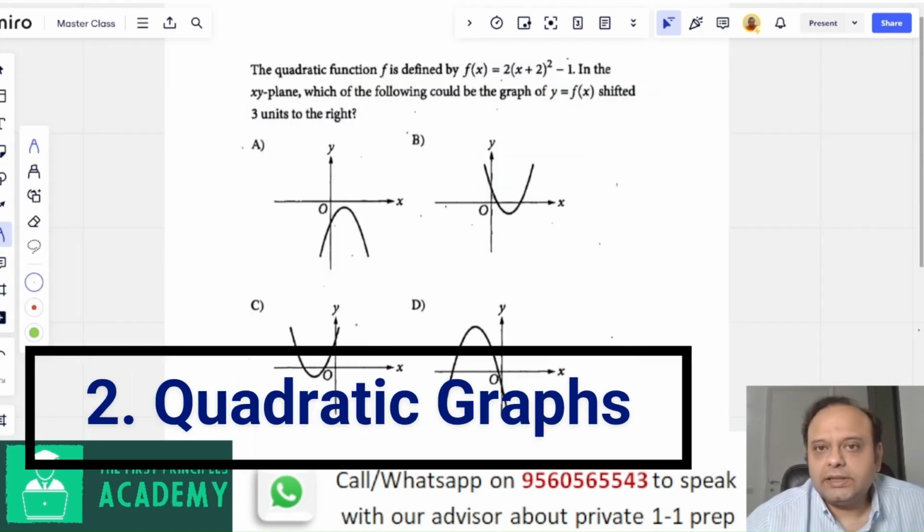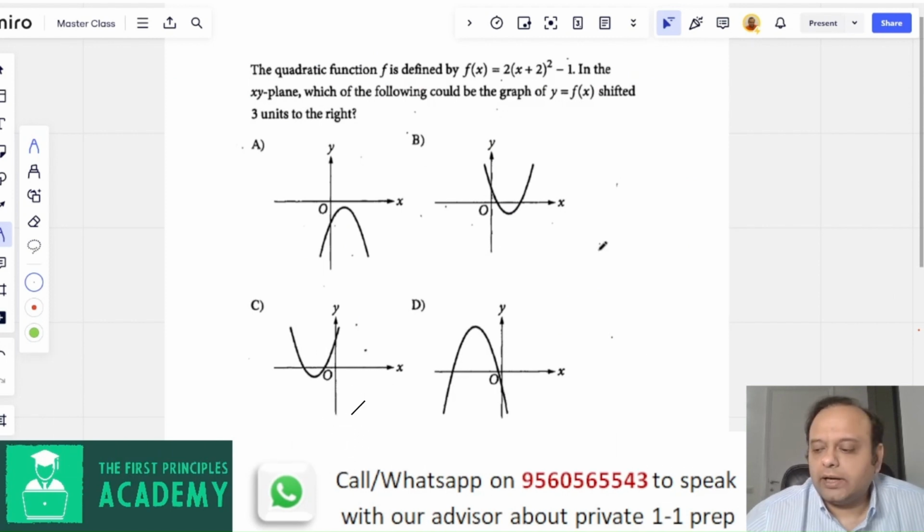The second question that we cover today is on quadratic graphs. So let's look at the question first. It says the quadratic function f is defined by f of x equals 2 times (x plus 2) whole square minus 1. Okay, so this is a quadratic function. If you already know this, it's in the vertex form. In the xy plane, which of the following could be the graph of y equals f(x) shifted 3 units to the right? Right, so a quadratic function is given and there is a transformation to that quadratic function.